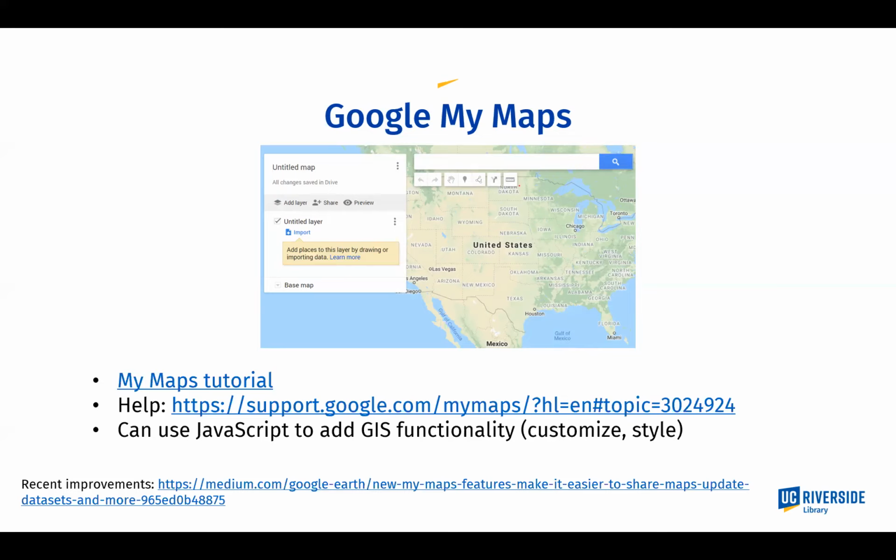So there's a link to a tutorial and some help. If you are familiar with JavaScript, you can use it to add some more functionality to your product, such as customizing maybe what the point markers look like, or the colors that are available, the styles, things like that. But yeah, Google My Maps, it's pretty simple, and it's really meant to just be a basic tool for making basic maps. I do have a link at the bottom with some of the recent upgrades to Google My Maps.